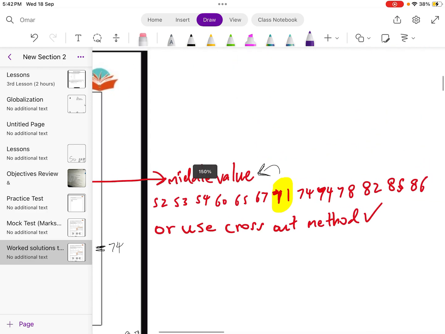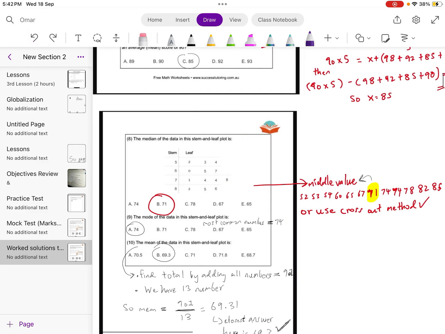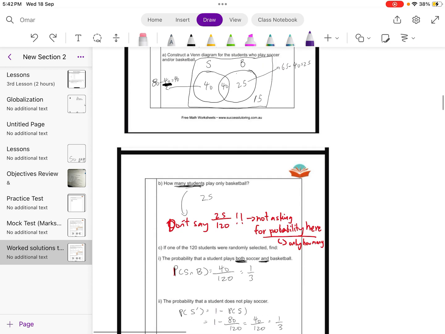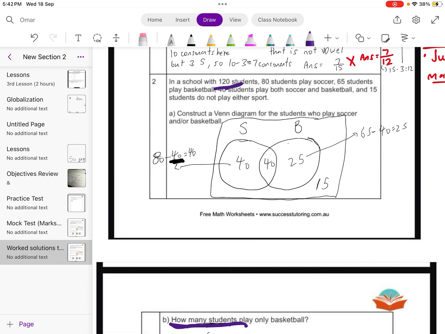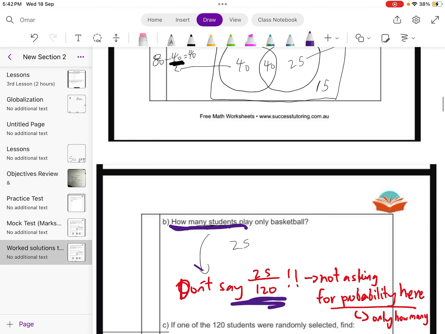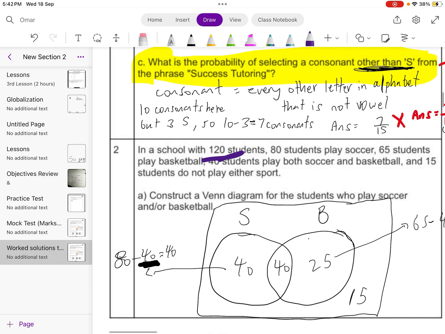Also, for the cross-out method, I just mean like this, because we were doing this before. You can use that method to find the median. Also here, it says how many students, it doesn't say the probability of students. So it's not asking probability. So don't say 25 out of 120, say just 25 students. In total, 80 play soccer, but because 40 play both, you would do 80 minus 40 to find this small number here.